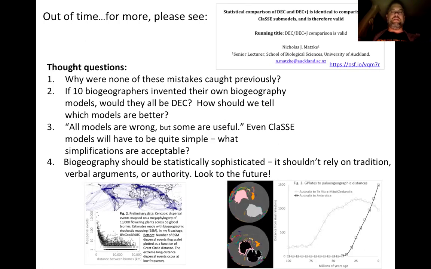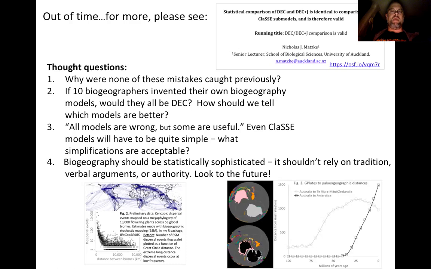Another point that I make in the paper is: is the DEC model somehow the default? Does that make any sense at all? If we had 10 different biogeographers and 10 different models, would they all be similar to the DEC model? I kind of don't think so.